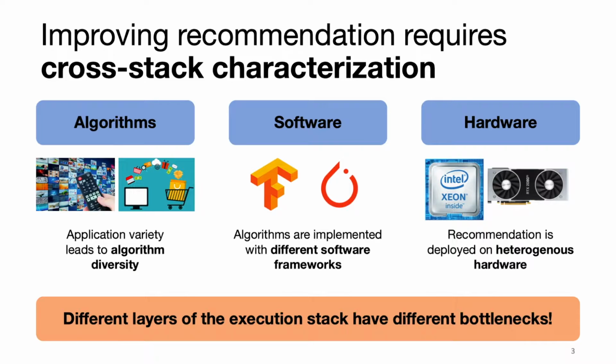In order to efficiently analyze the bottlenecks of recommendation systems, we propose using a cross-stack approach. First, we have the algorithms. Depending on the application, recommendation algorithms used will vary. Next, we have the software. Since these models are deep learning based, the model implementations themselves are often based on popular deep learning frameworks. Lastly, we have the hardware platforms. Leveraging heterogeneous hardware in the form of CPUs, GPUs, and accelerators is essential from both efficiency and infrastructure standpoints.